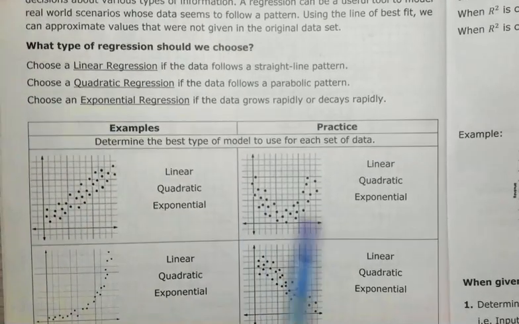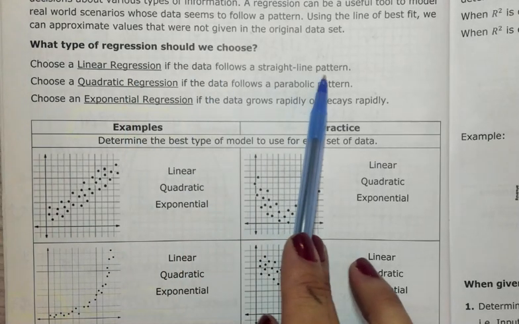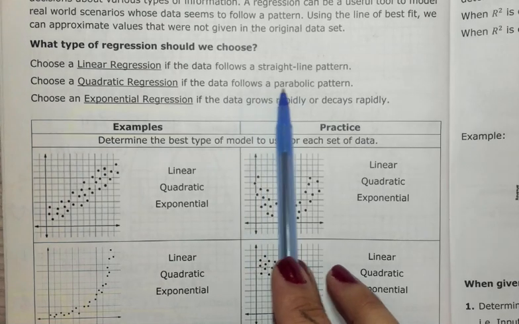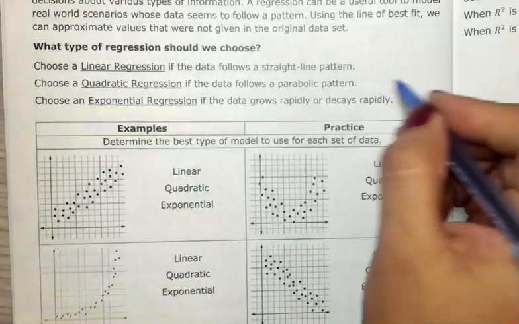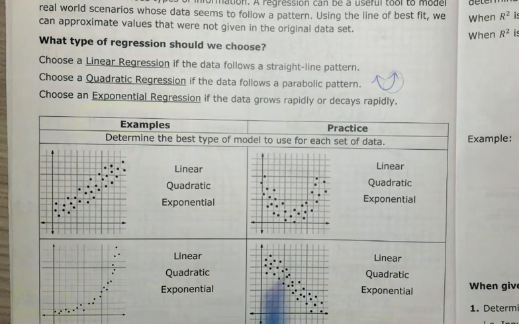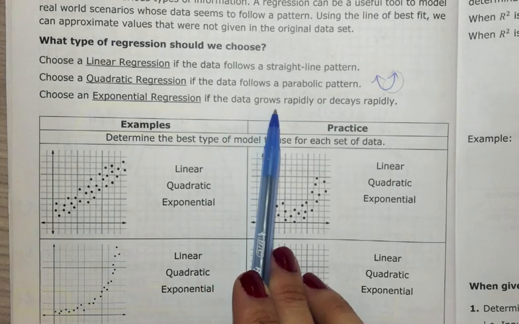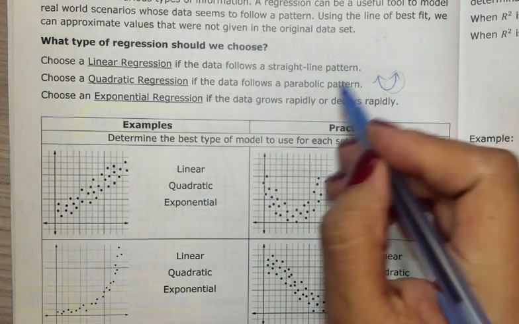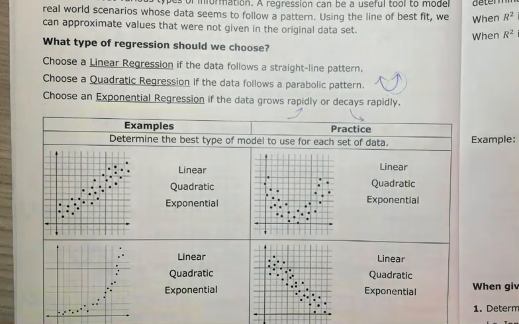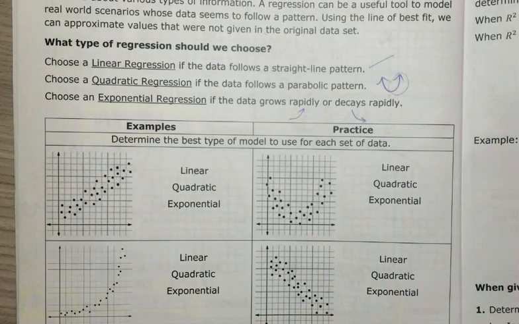The three types of regressions that you can have are linear regression, when it follows a straight line pattern; quadratic regression, when it follows a parabolic pattern, and parabolic just means like a parabola, but only part of it; and exponential regression, if the data grows rapidly or decays rapidly. So it's all of a sudden up or all of a sudden down. And then again, the straight pattern is for the linear regression.